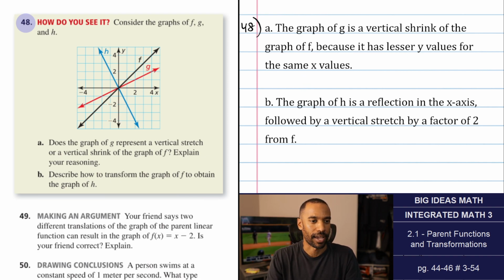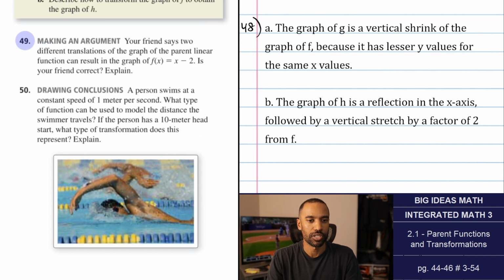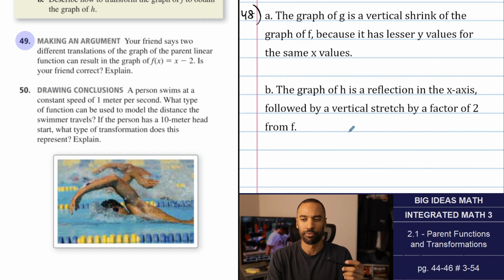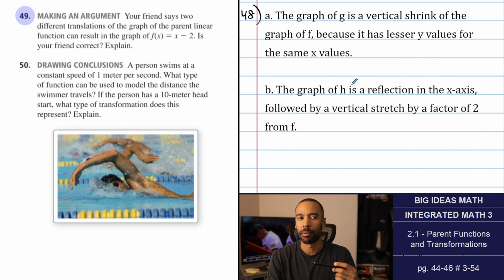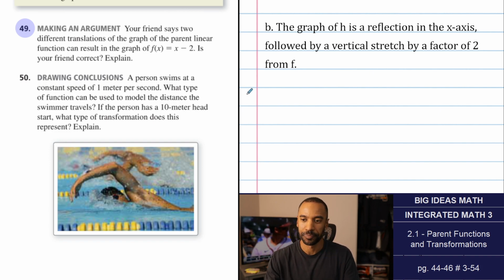All right, number 49, making an argument. Your friend says two different translations of the graph of the parent linear function can result in the graph of f of x equals x minus 2. Is your friend correct? Explain. Your friend is correct, and this actually goes back to number 47, the question on absolute value that I didn't recognize was absolute value first.